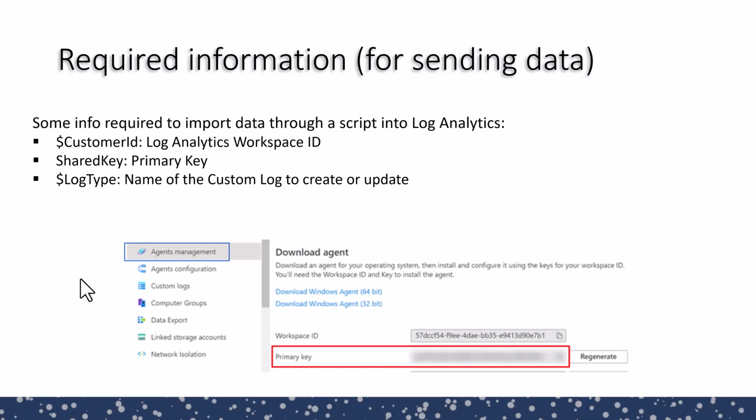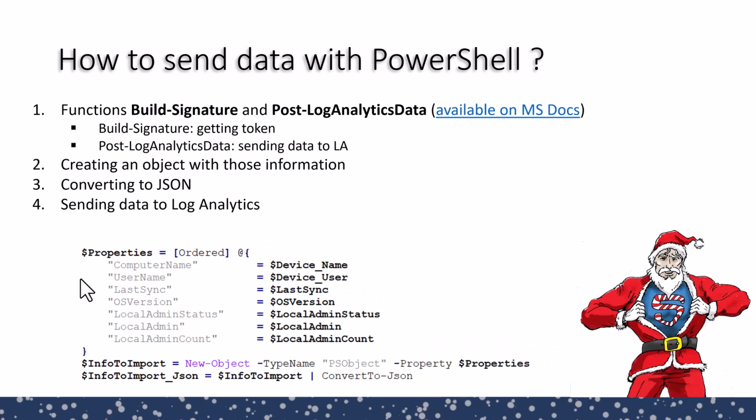You will need the workspace ID. We will use it in the customer ID variable. You will need also the primary key and the log type. The log type will be the name of the custom log to create or update.